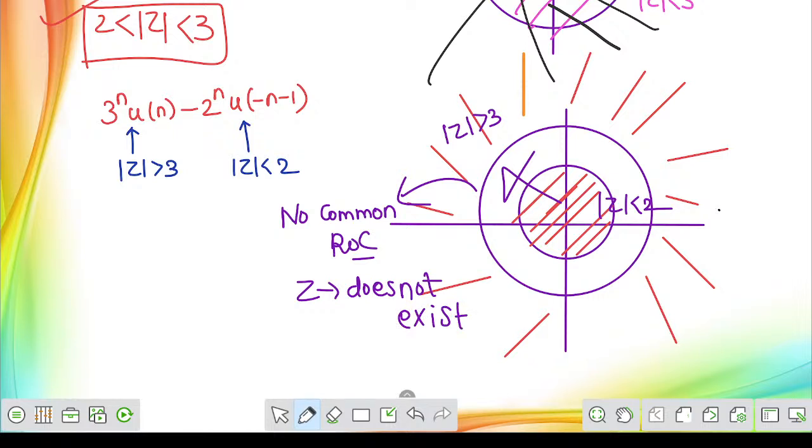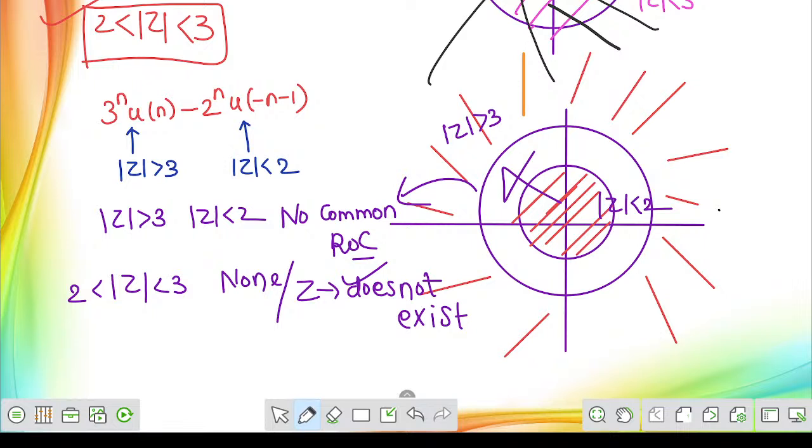So definitely there will be 4 options. Out of 4 options, 1 option will be this one, or else they will put none of the above. Like option A, they will say mod Z greater than 3. Option B, they will say mod Z less than 2. Option C, they will define it lies between 2 to 3. Option D, they will put none of the above, or they will put Z transform does not exist. So that will be your answer when there is no common ROC, when we have more than one sequence. So it is very important to remember these basics. Hope you will not miss these things. Very, very important.